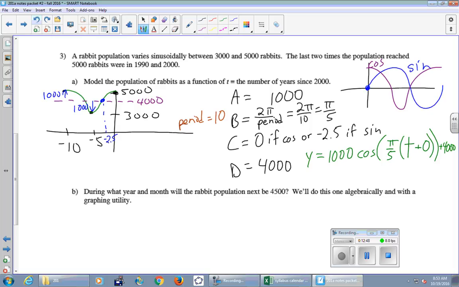Pi over 5 times T. Okay, so that's one version of things. Let's go ahead and write down the sine version as well. We still start with the 1,000. We're going to now write sine instead of cosine. It's still a pi over 5. And then we do T, and then I'll leave a little space here, and then plus 4,000 at the end.